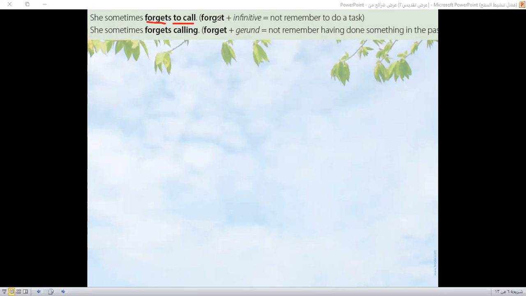That means when forget is followed by the infinitive, it means not remembering to do a task. It's the opposite of remember, of course. Forget is the opposite of remember. So, I forget to call. It means that I didn't do this task. I don't remember doing this task.